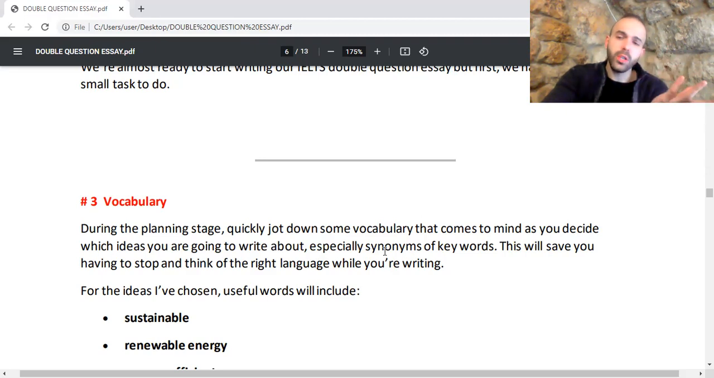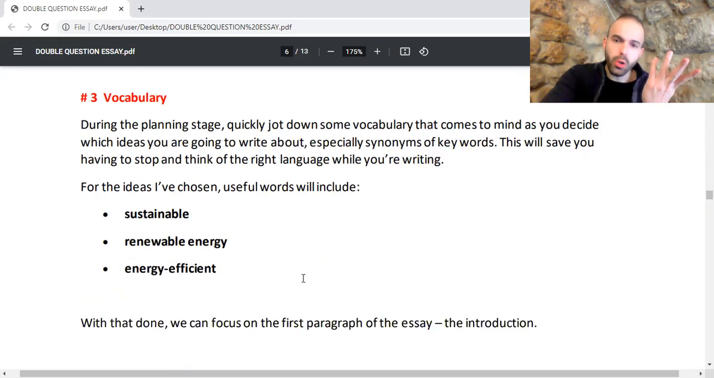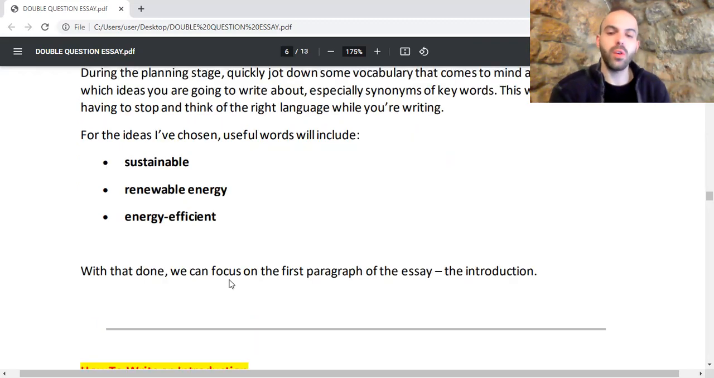This will save you having to stop and think of the right language while you are writing. So for the ideas I've chosen, useful words will include sustainable, renewable energy, energy efficient, energy conscious. Sustainable is very good, by the way. With that done, we can focus on the first paragraph of the essay, which is the introduction.